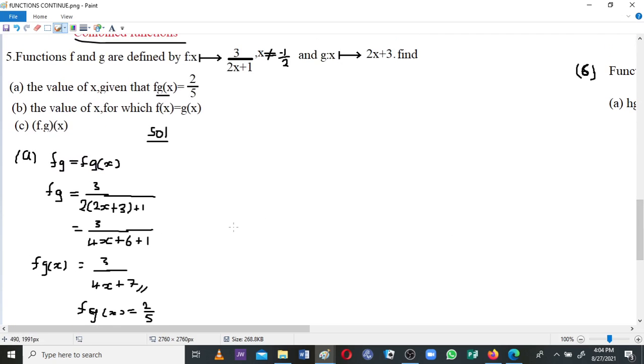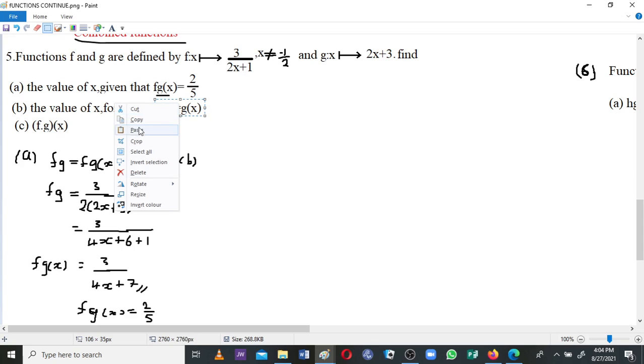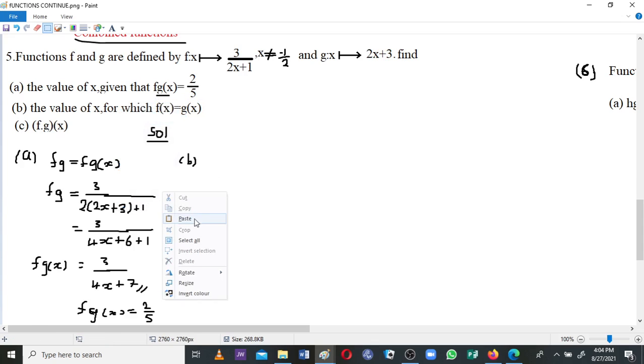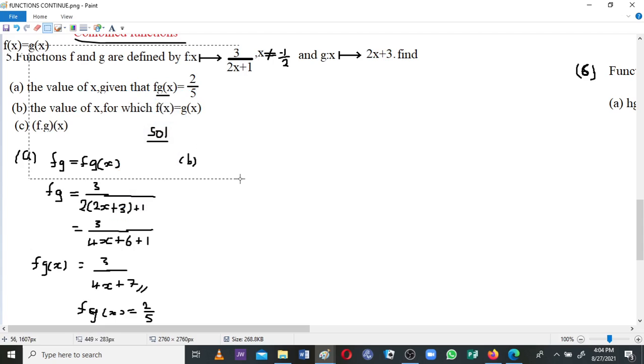Now we can go to B. So in B, here we are told that the function f(x) is equal to g(x), and then we need to find the value of x. So how do we do that? How do we find the value of x given the situation that the function f(x) is equal to g(x)? So this is what we have there.